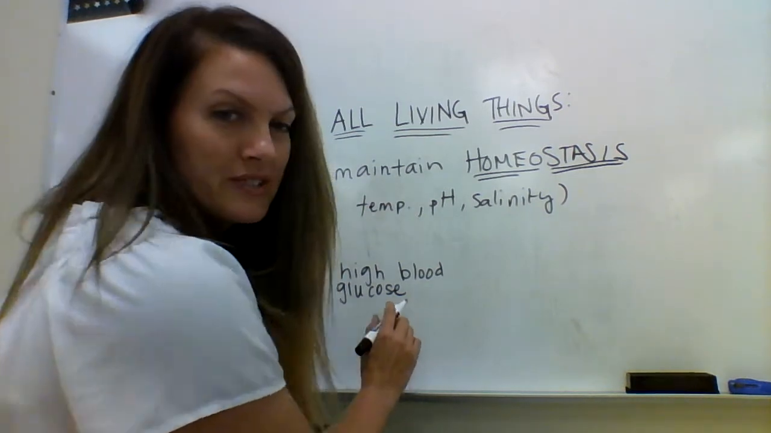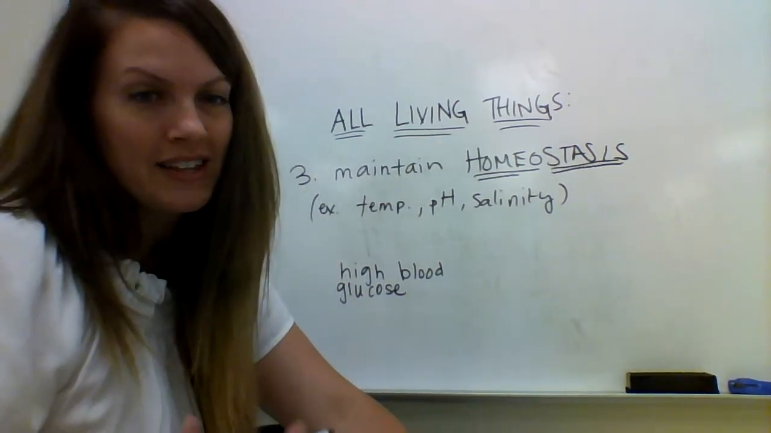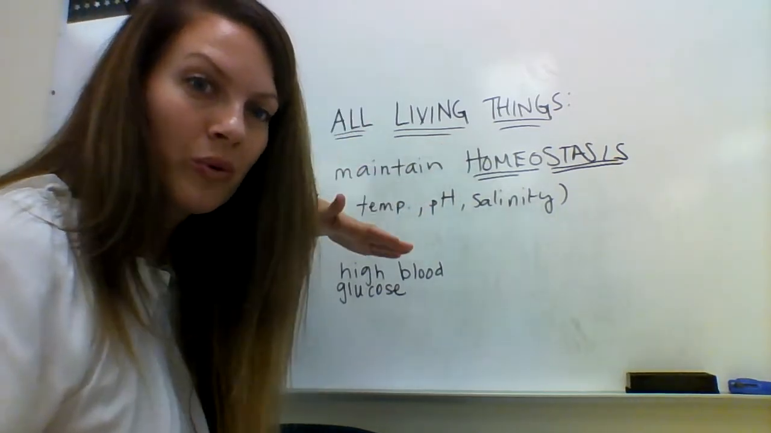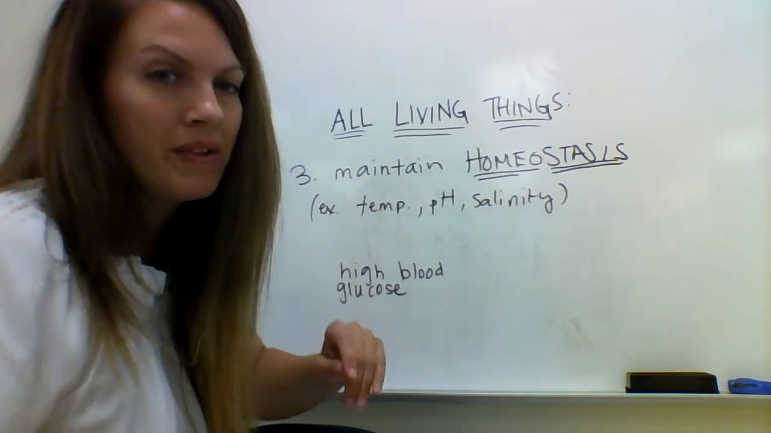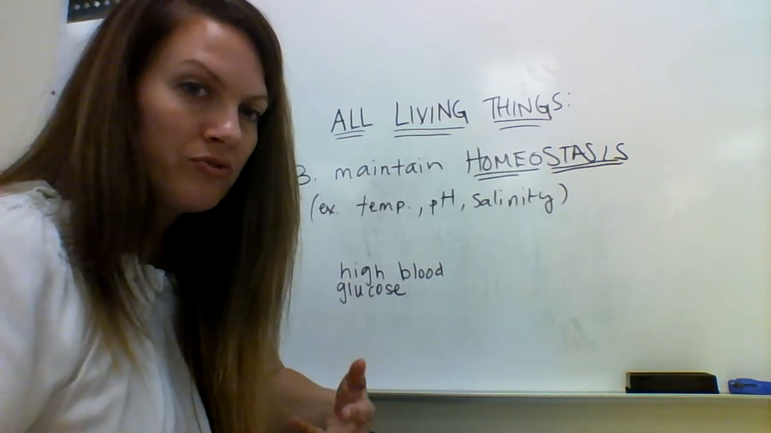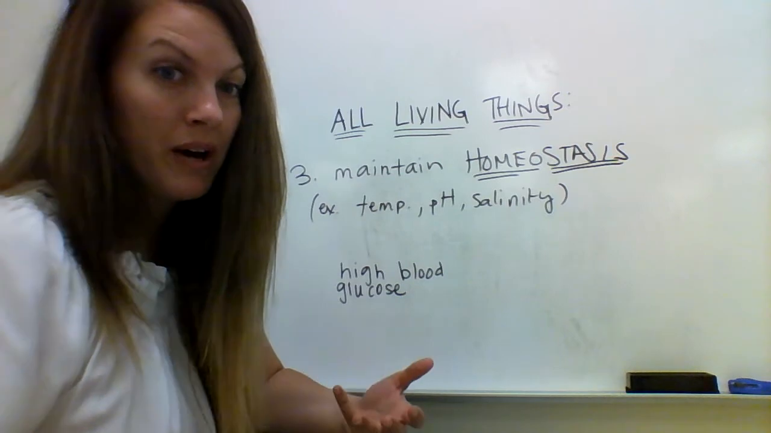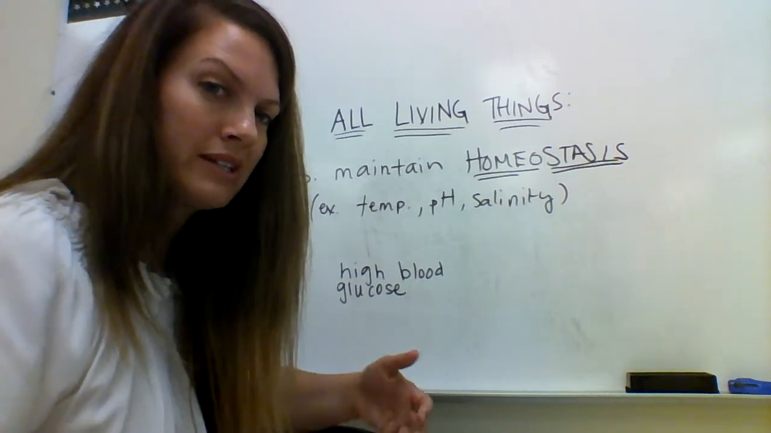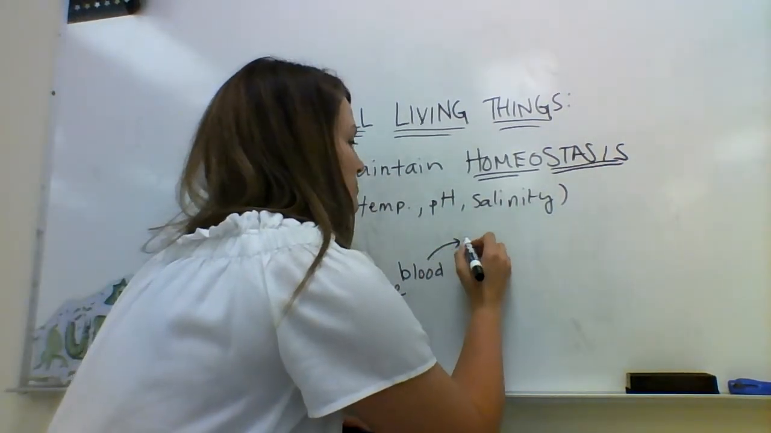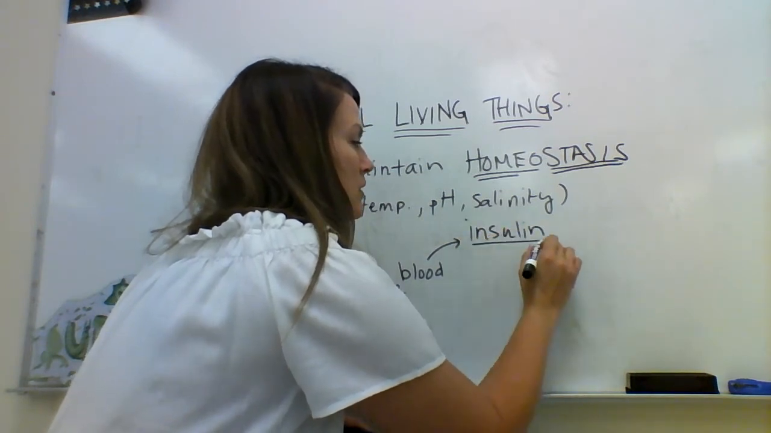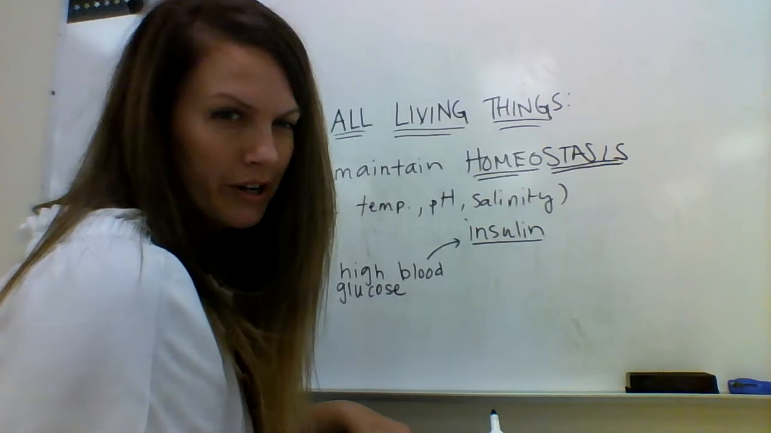When your blood sugar goes up, your body recognizes that you're not maintaining homeostasis. It needs to lower that blood sugar to an acceptable amount. So in a normal functioning human body, what's going to happen when your blood sugar goes up is that your body is going to release a hormone called insulin. Insulin's really important, which is why we're going to bring it up now.